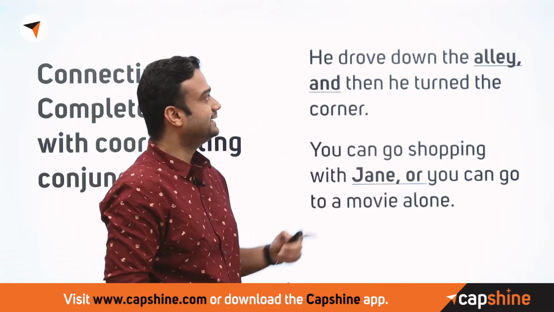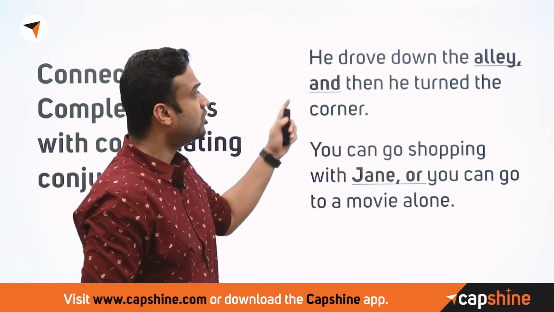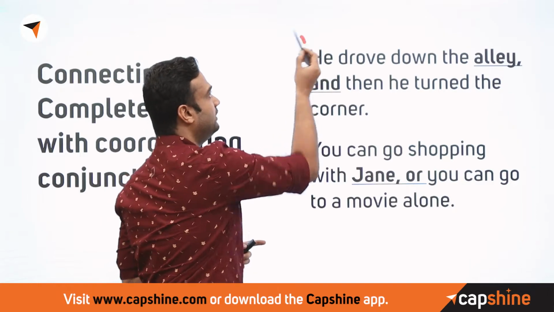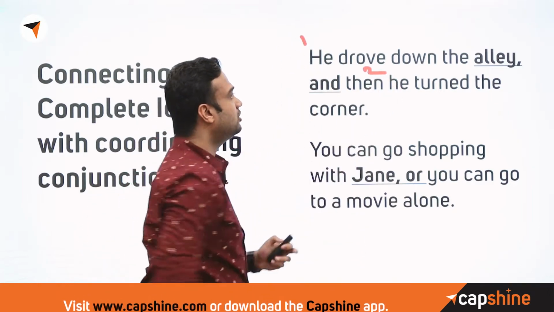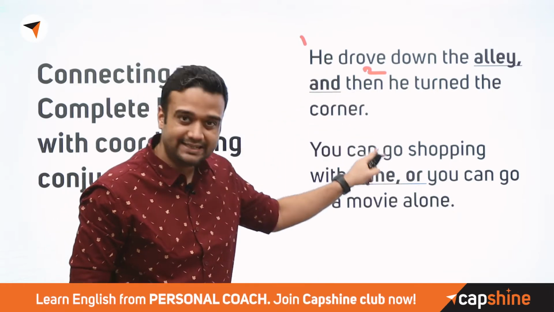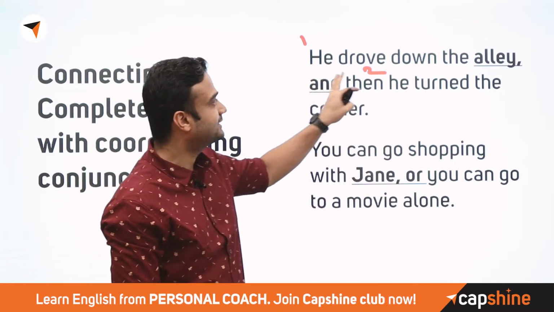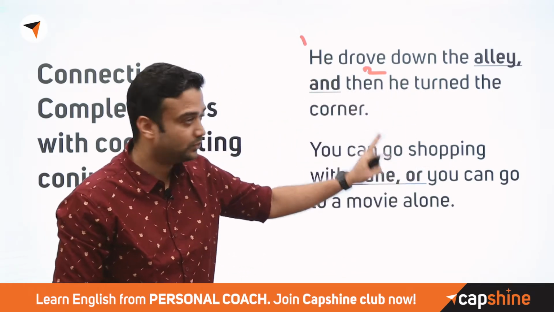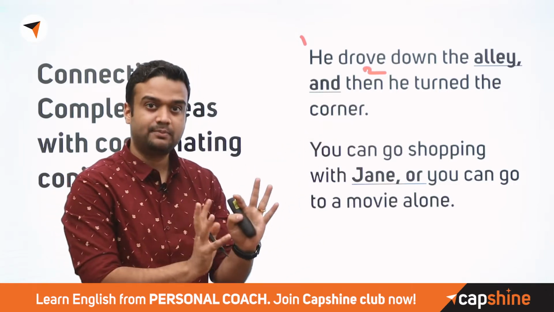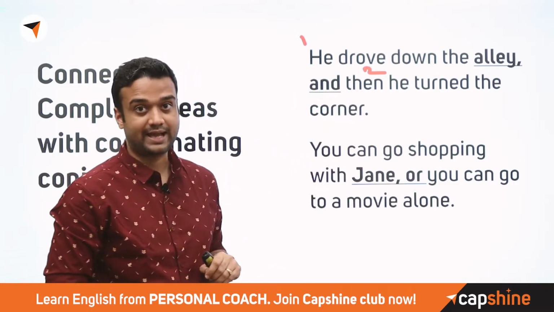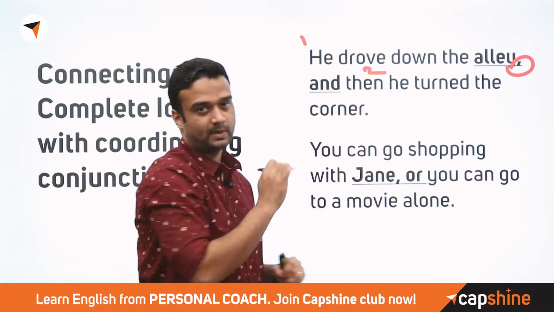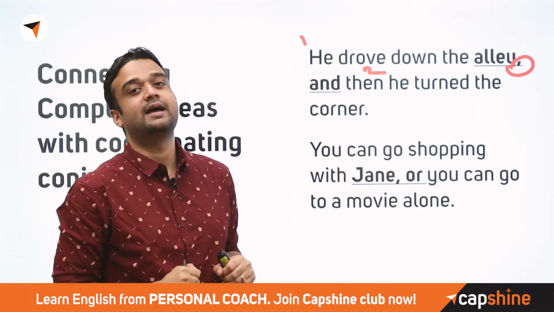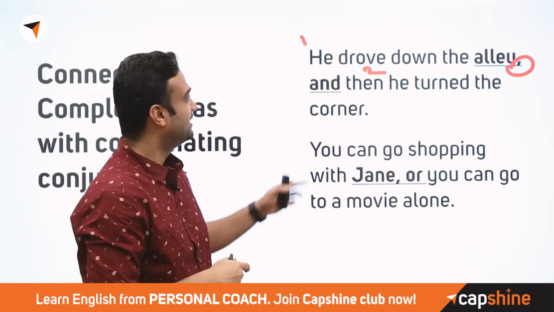So, let's look at these sentences. He drove down the alley, so that's idea 1, and then he turned the corner, idea 2. Notice how I've connected these two complete ideas. And again, if I split them into two sentences, I can do it without the "and", but I've connected them with the coordinating conjunction, and therefore I put a comma right there. I've connected two separate ideas into one sentence.